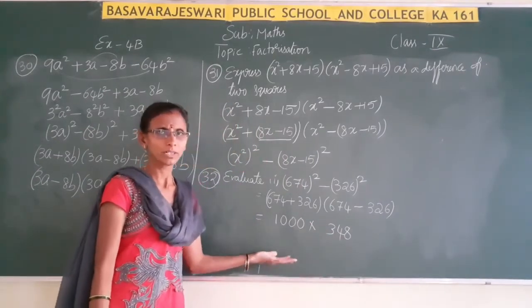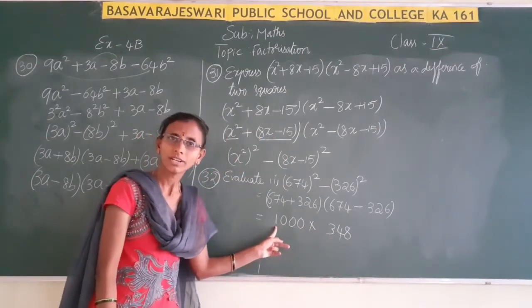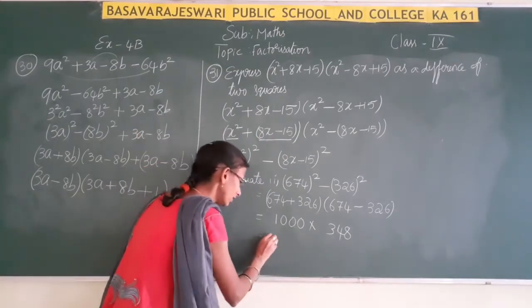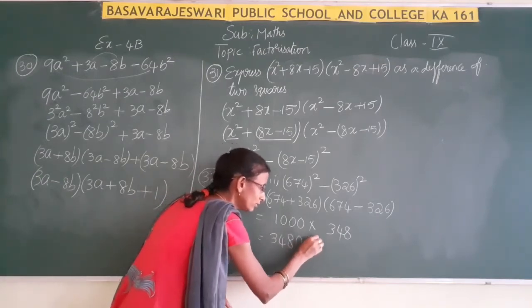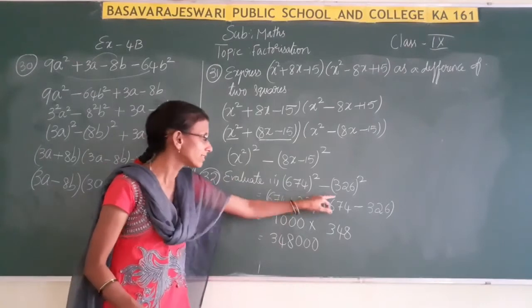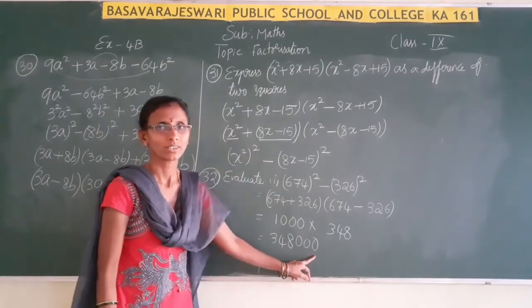So we need not multiply, directly we can write it. 348 into 1 is 348. How many zeros are there? 3 zeros, 1, 2, 3. So the value of this is 348,000. Okay, very simple, right?